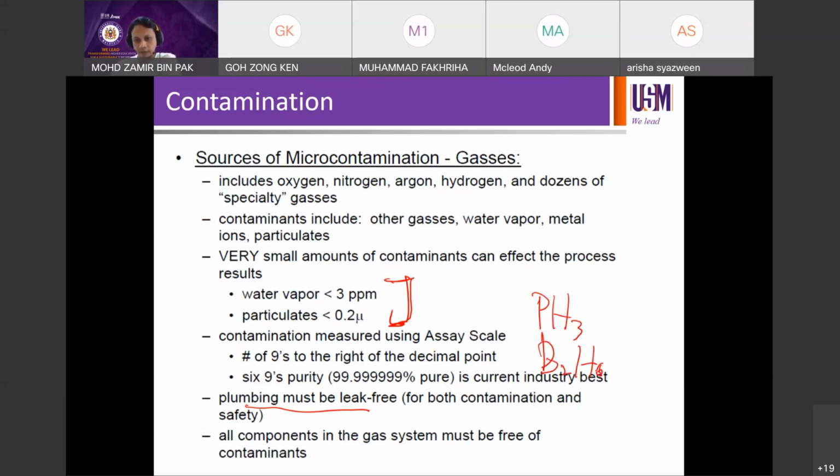Ini untuk doping. So this is for N-type, for phosphorus, this for P-type, boron. So phosphine and diborane. Okay. Tak masuk lagi arsine and everything. Arsine, arsenic. Very toxic. So dangerous. Kalau leak, then dia akan ada leak detector lah. Okay, leak sensor yang akan activate that gas leaking.